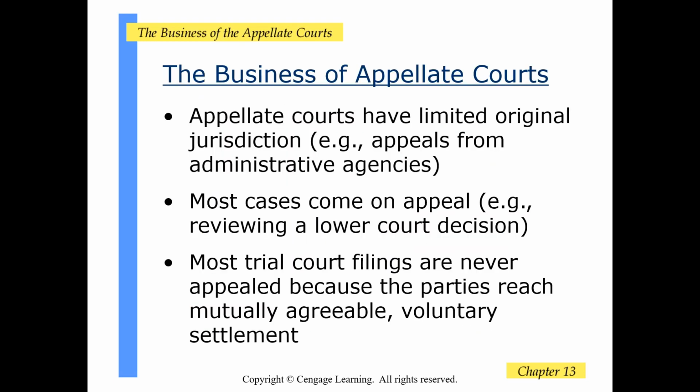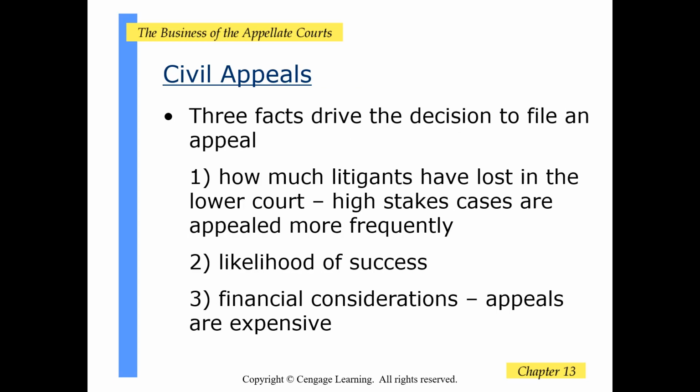The business of appellate courts means that they have limited original jurisdiction. That is, appellate courts are not the first level of court access for any dispute. Most cases come to them on appeal or a review of a lower court decision. Most trial court filings are never appealed because the parties reach mutually agreeable voluntary settlement.